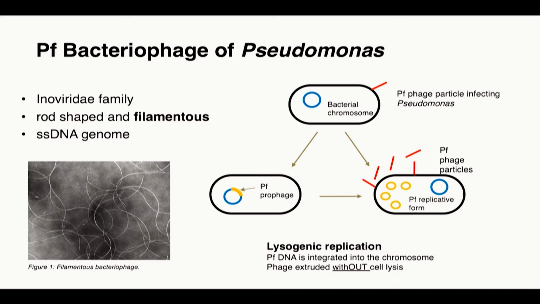And so it's a filamentous phage. So it's long and skinny. It's basically a single strand of DNA surrounded in a protein coat. It infects Pseudomonas. It incorporates its genome into the bacterial chromosome, so it's a prophage. And then Pseudomonas produces many copies of it and then extrudes the phage, but it does not kill Pseudomonas. So the Pseudomonas continues on and makes more phage. So this is considered lysogenic replication, not lytic.